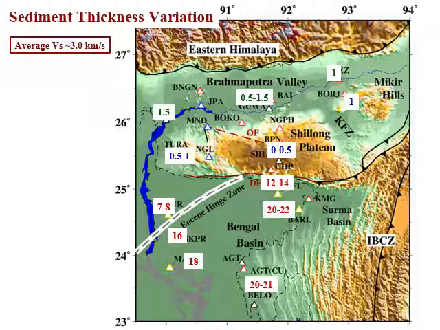The way we demarcate the sediments is by using an average Vs of 3 kilometers per second. So any layer which has an average Vs of 3 kilometers per second is what we mark as the sediment or the sedimentary layer. So you can clearly see that the thickness of the sedimentary layer is between 0 to 1.5 kilometers underneath the Brahmaputra Valley and the Shillong Plateau. However, as you go south of the Shillong Plateau, there is a remarkable change in the sedimentary layer thickness, which is about 12 to 14 kilometers immediately south of the Shillong Plateau, and then increases to about 20 to 22 kilometers in the Bengal Basin.